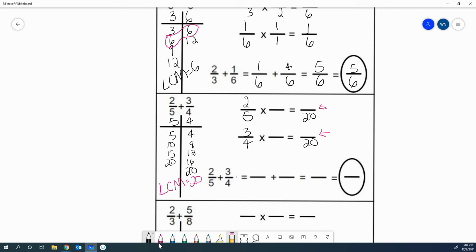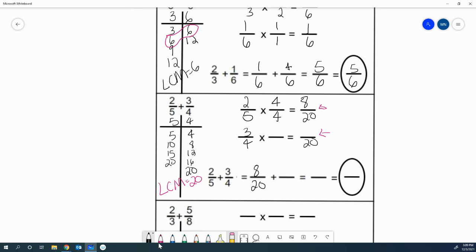Let's solve these. I know in order to get from 5 to 20, I'm going to multiply by 4 because 5 times 4 is 20. And if I multiply the denominator by a number, I also need to multiply the numerator by the exact same number. So 2 times 4 is 8. I've got 8/20ths so far.